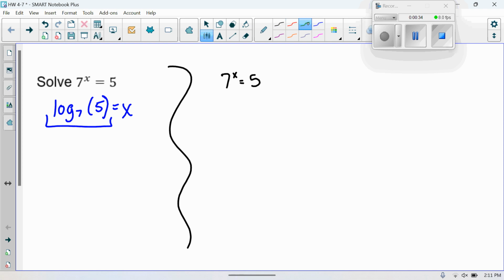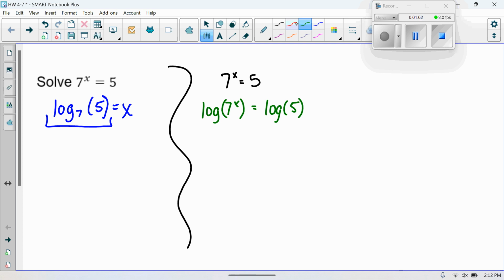I could solve this problem by taking the log of both sides. So it doesn't matter if I use the common log, which is log base 10, or the natural log, which is ln. So I'll use just a regular common log. So log of this, log of this. I'm just logging both sides, and that's because in an equation, whatever I do to one side, I can do to the other. And as long as I'm keeping it balanced, that's okay.